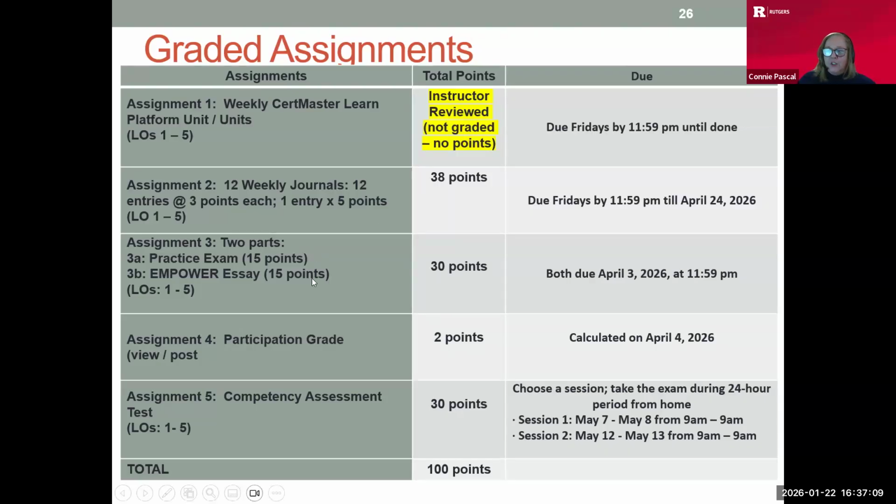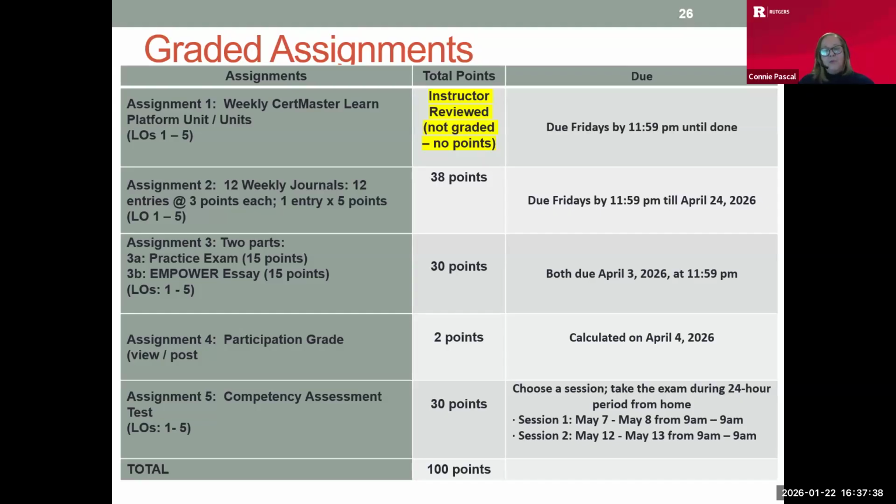Your assignment number 3 has 2 parts: the practice exam and the Empower essay. The practice exam is basically your warm-up for your competency assessment. We've set it up so that you have about 2 weeks to take the practice exam. It will open up March 23rd, and I will calculate your final grade on April 3rd.